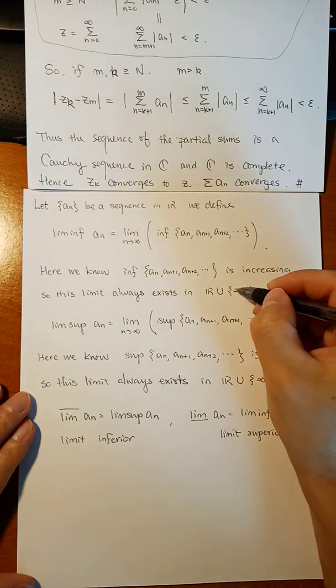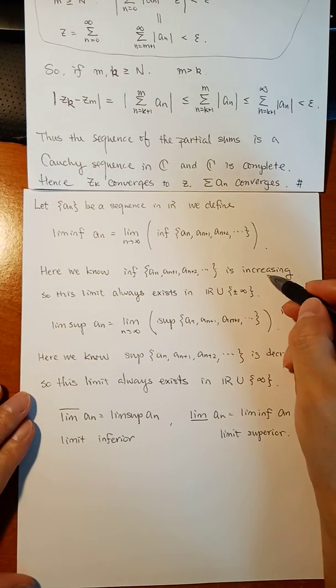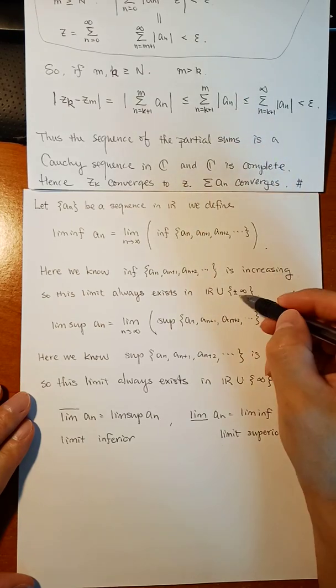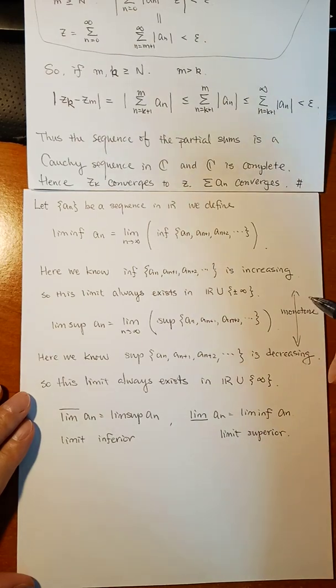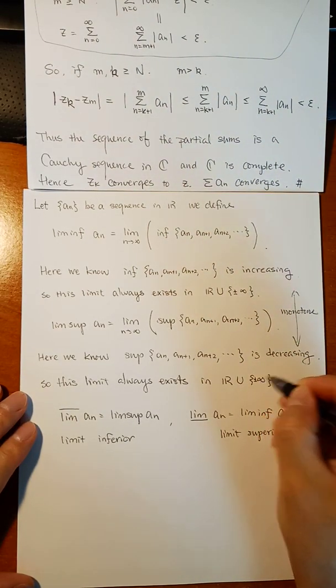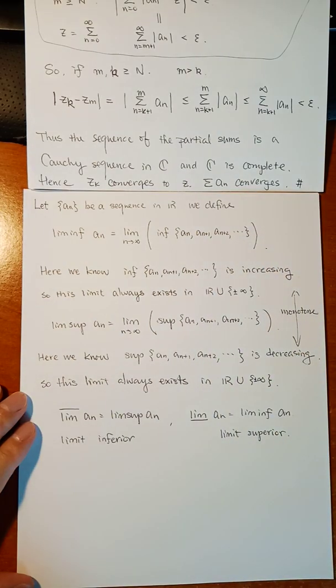Here let's add plus or minus. It's increasing, could approach positive infinity. If it's always negative infinity, it's negative infinity. So here's also plus or minus infinity. If it's decreasing, it may decrease to negative infinity.